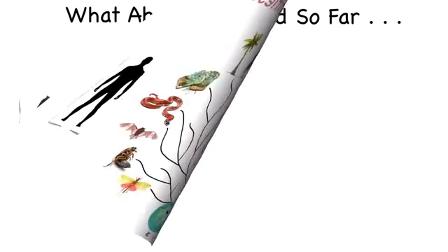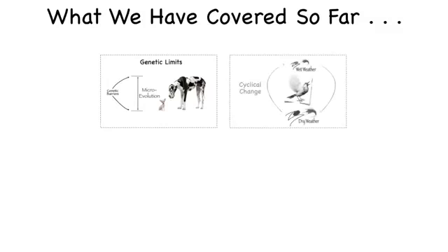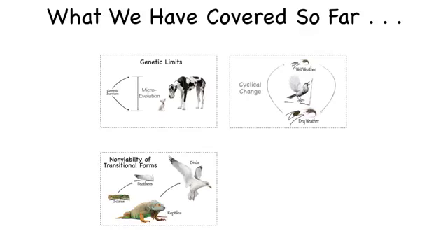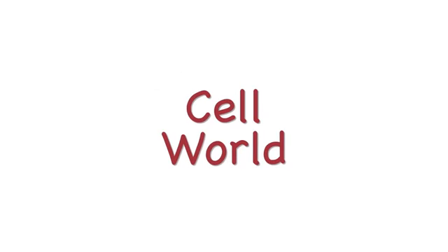Well, so far we've looked at four of the six major weaknesses of evolution. We've looked at genetic limits with the Great Dane and Chihuahua. We've also talked about the cyclical change and the finch beaks. We also talked about the non-viability of transitional forms, the transition of the reptile to bird, scales to feathers, and also the missing fossil record and the missing in-betweens. Well, as we continue on, we're going to learn more about the final two weaknesses of Darwinism.